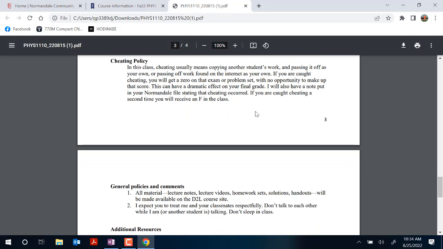Okay, and then cheating policy. This has become more of a problem during the COVID years because of the website Chegg. So I assume you've probably heard of this website. Students can submit problems to them, and they have their tutors that write out solutions and post them back online.